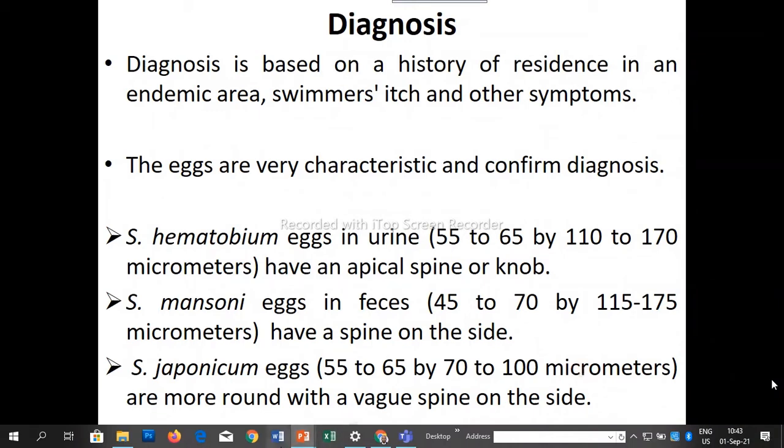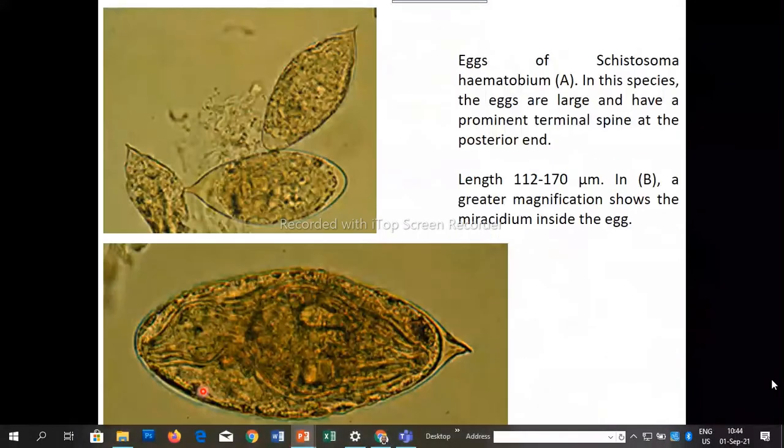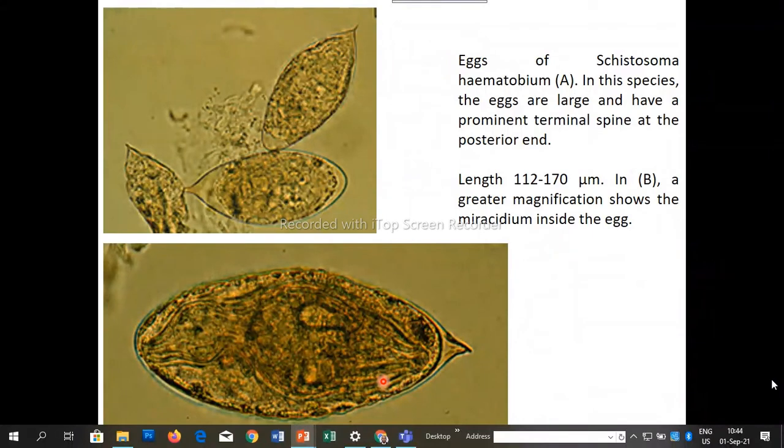But also the history of the patient of having this swimmer's itch and residence in an endemic area. Eggs are very characteristic in stool sample and urine. Haematobium is found in urine, mansoni and japonicum are found in stool. And when eggs have this terminal spine, they are haematobium. You can't confuse them. They are also big eggs compared to the round ones.